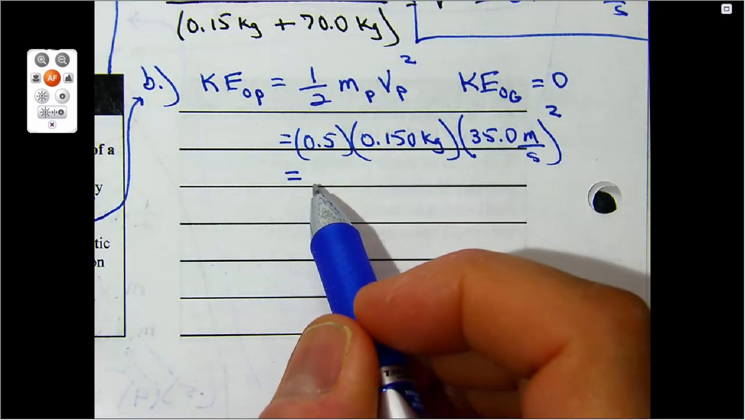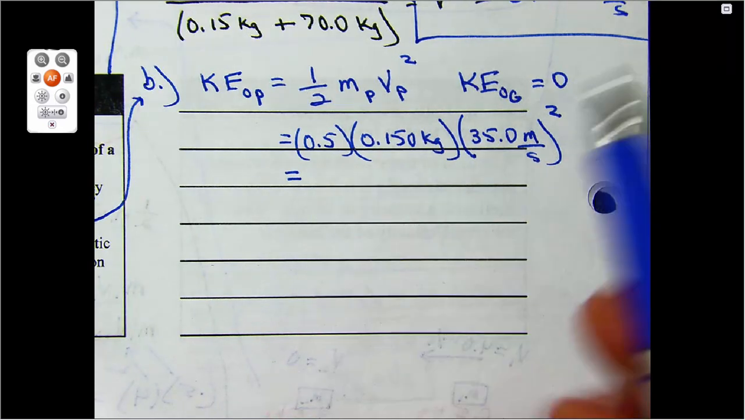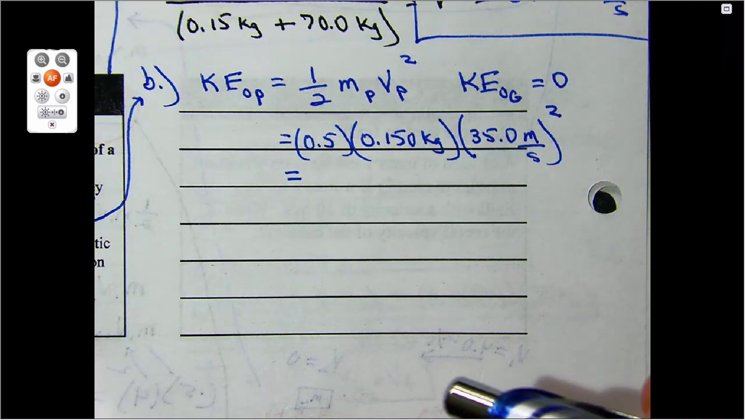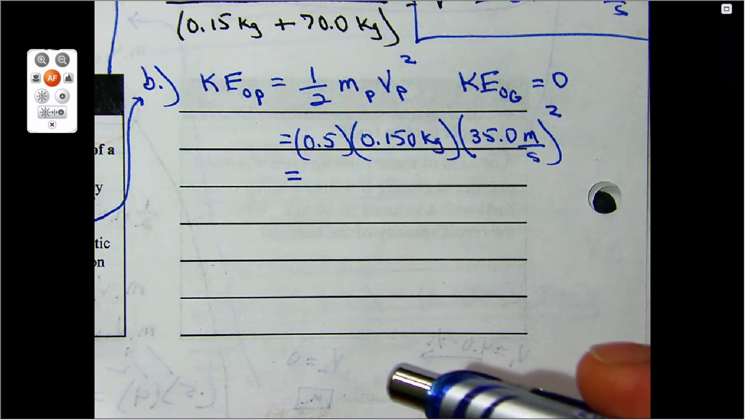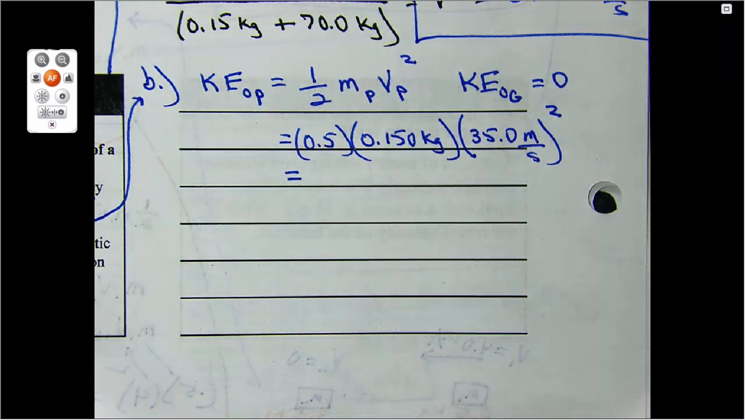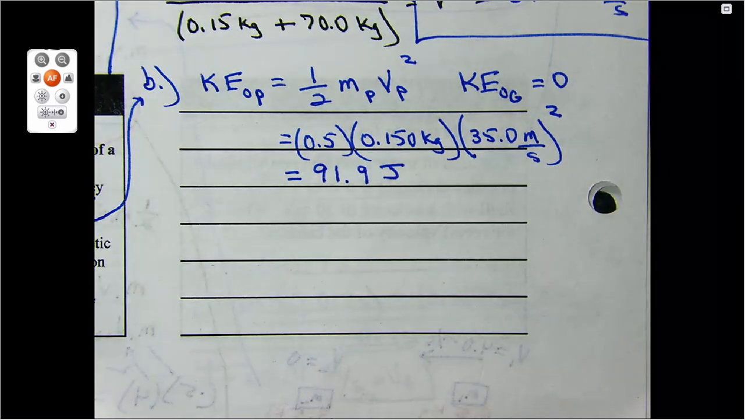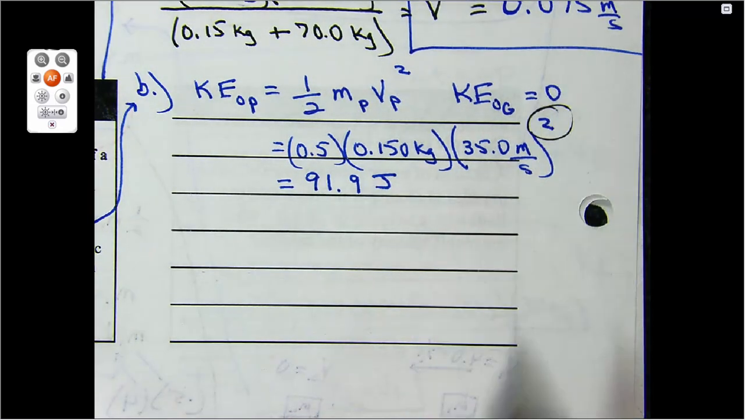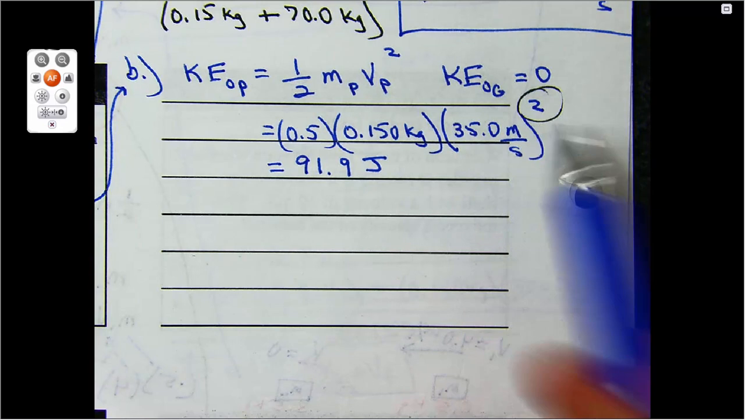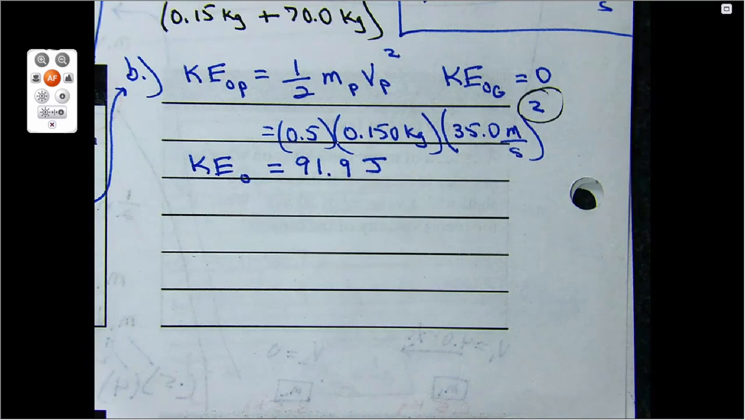Now we get what? How about 91.9? I think we get 91.9 joules, don't we? Make sure that's squared right there. So that's the kinetic energy initial, correct?